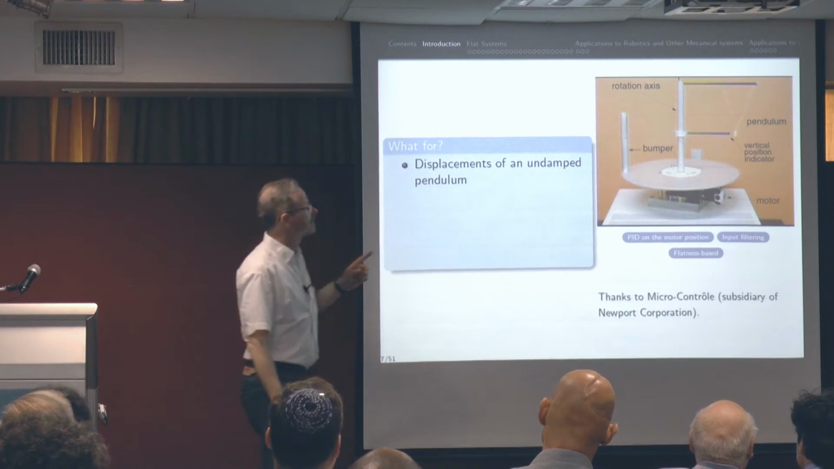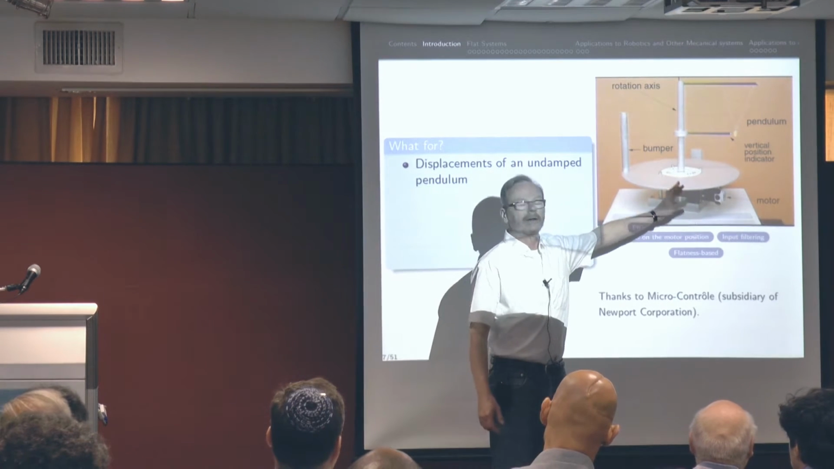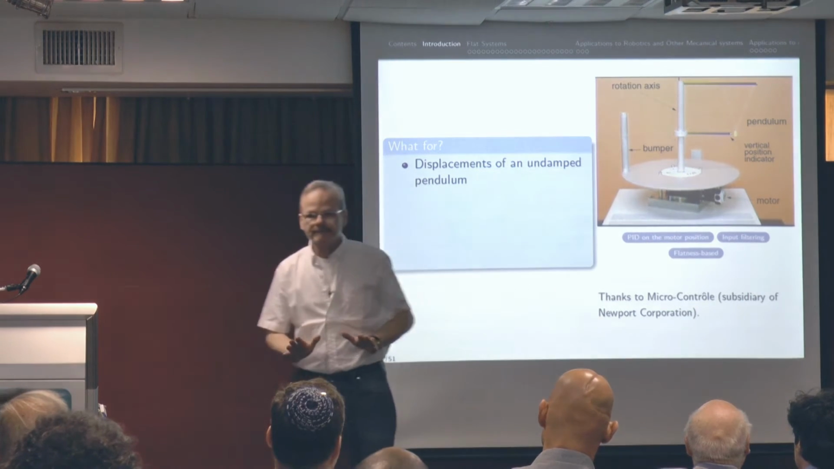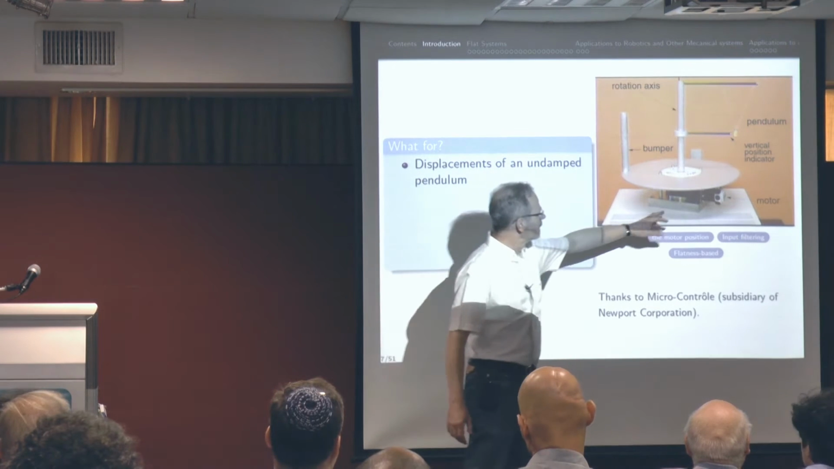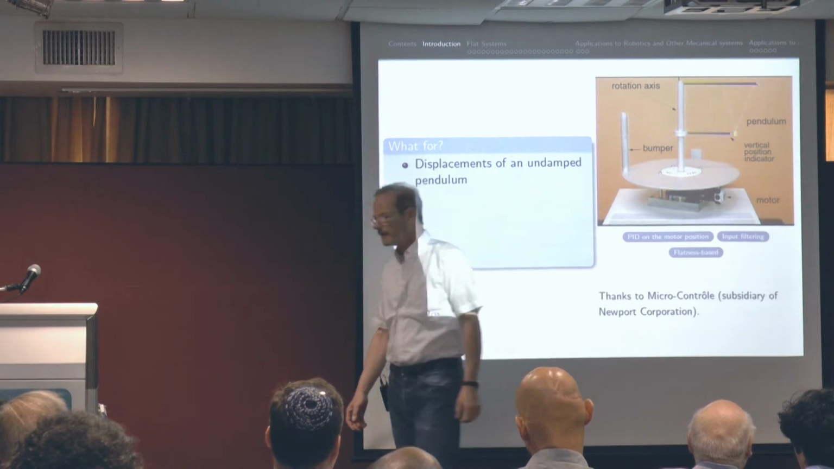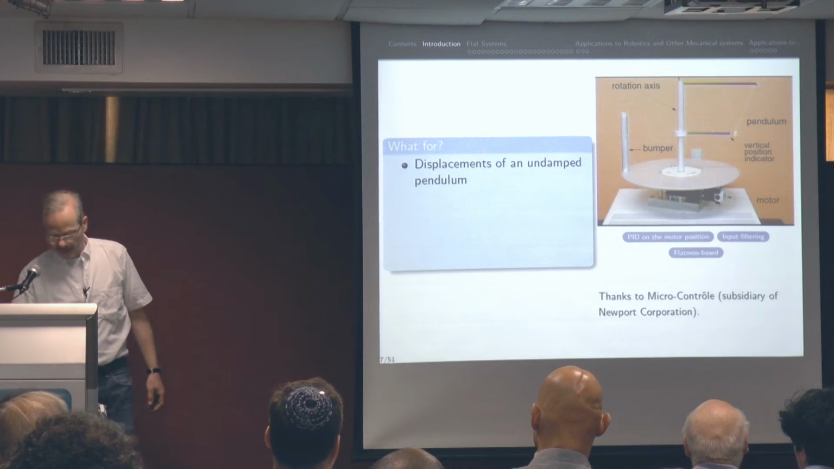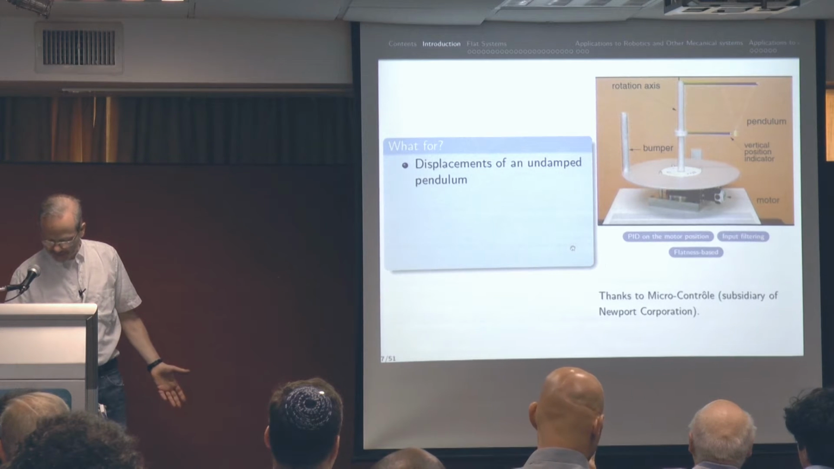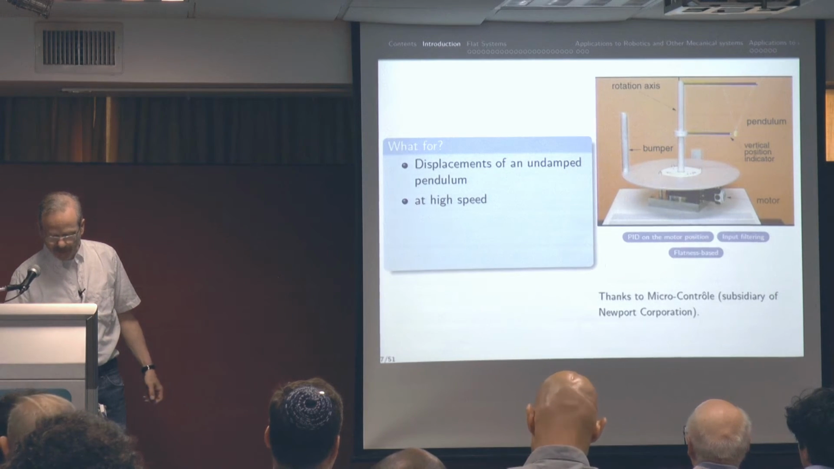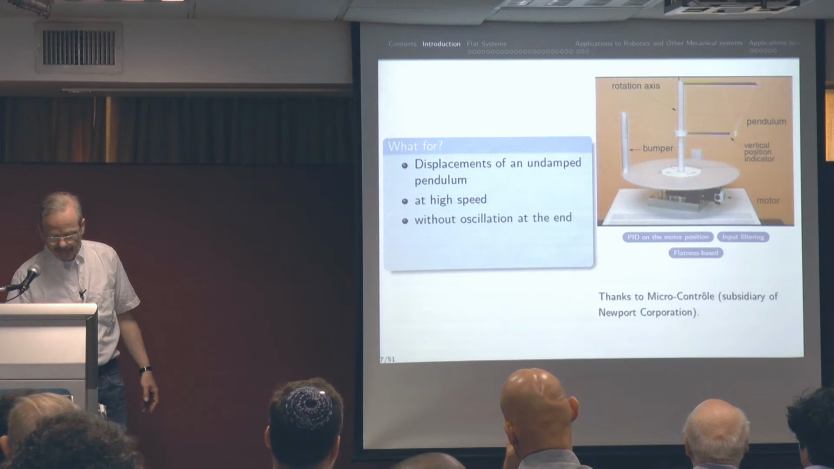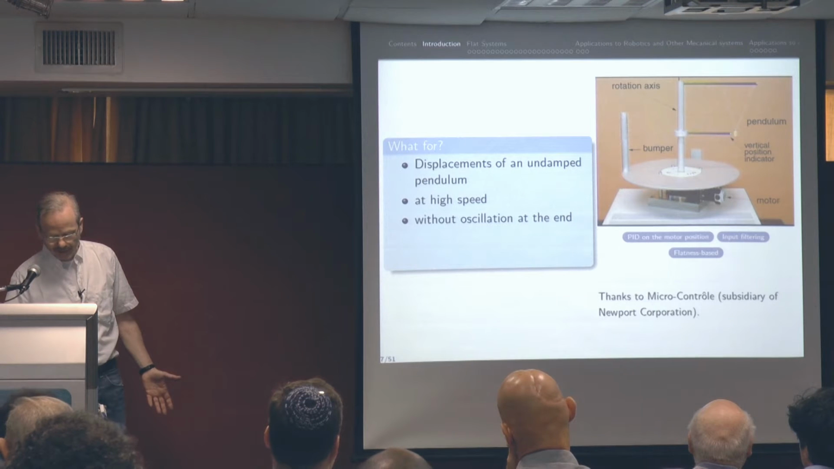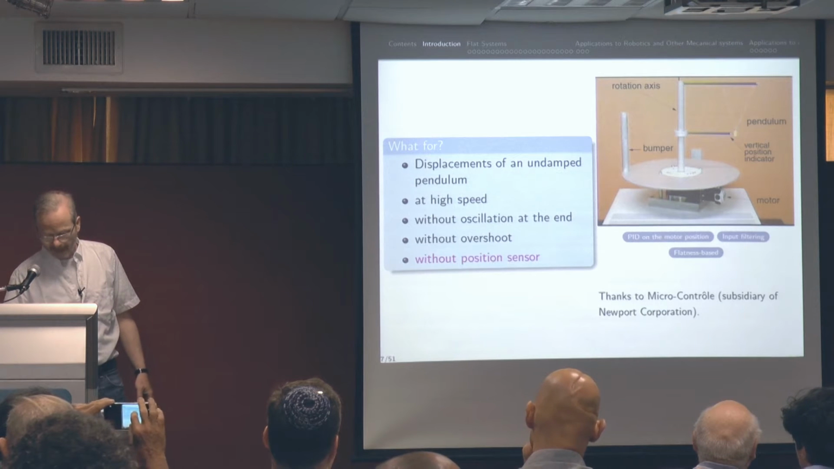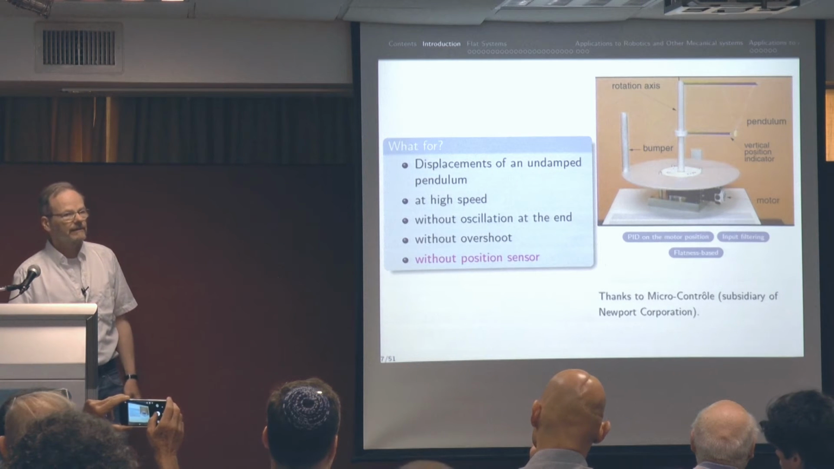And moreover, you can do that without any sensor on the pendulum. Okay, you don't know the position of the pendulum. You only have a sensor on the motor. So we're trying to move this undamped pendulum at high speed, and we want to have no oscillation at the end and no overshoot, and of course without position sensor.